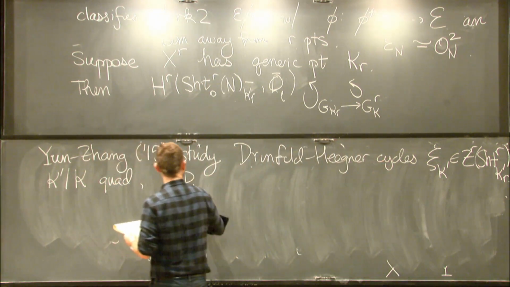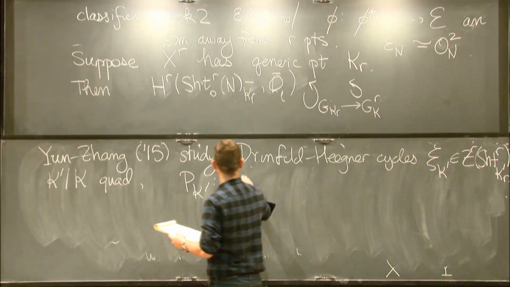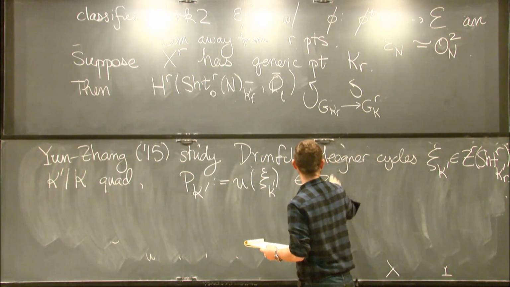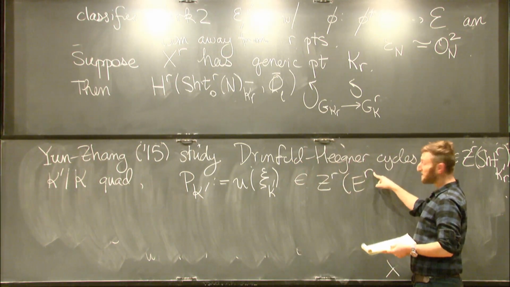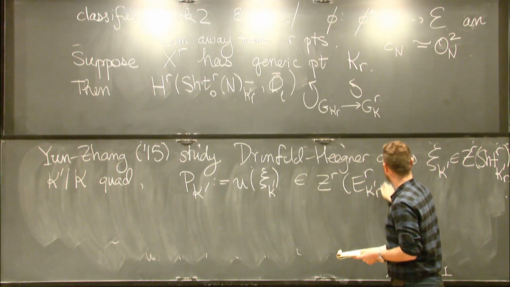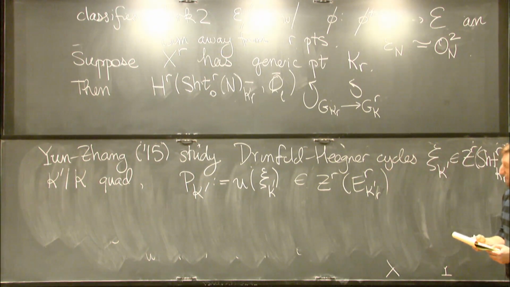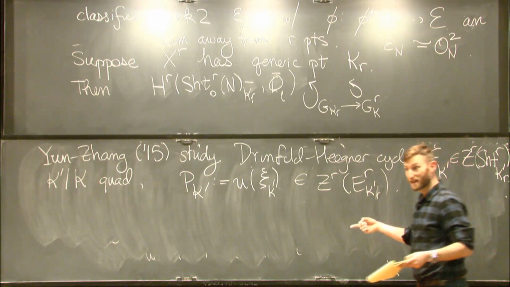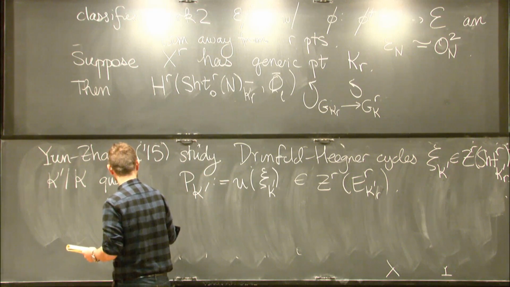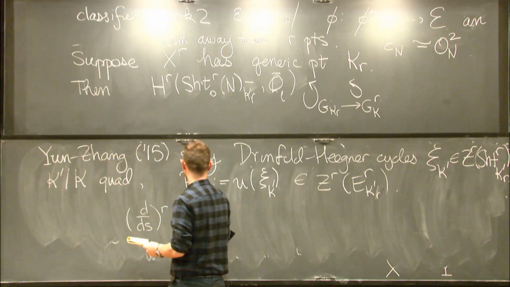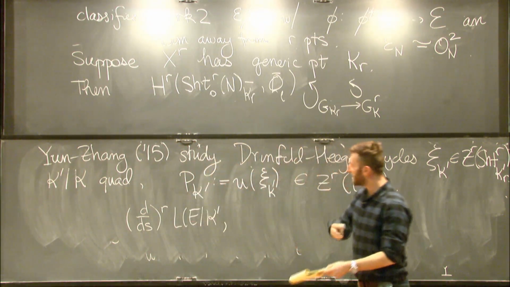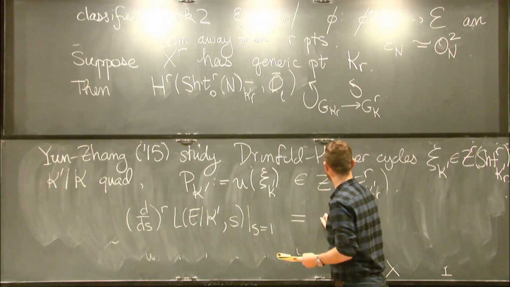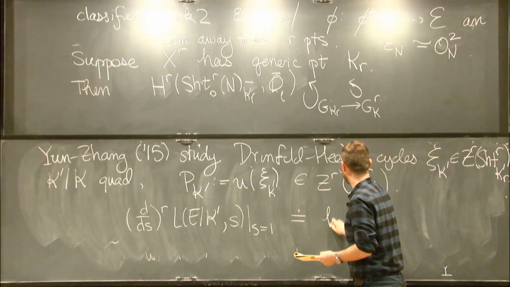So let P_K prime be the image of this psi k prime under this uniformization. Now this lives in, it's an R cycle inside of the R-fold product of E over K prime. So the formula proved by Yun and Zhang concerns L functions. And instead of just the first derivative, it's the Rth derivative. I can take the elliptic curve, base extend it to k prime, and take the L function. I take the Rth derivative, and this should be related, up to some non-zero explicit constant, to the height of this point P_k prime.